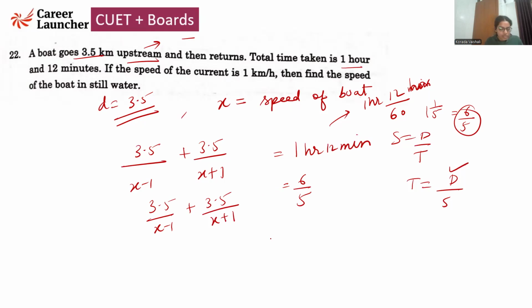So if you solve the expression, you will get the equation 6x² − 35x − 6 = 0. And if you look at the positive value of x, it comes out as 6 kilometers per hour. So this is nothing but the speed of the boat in still water.